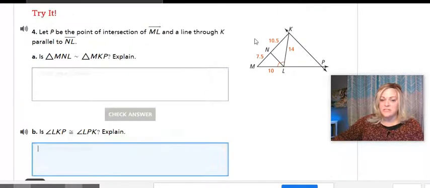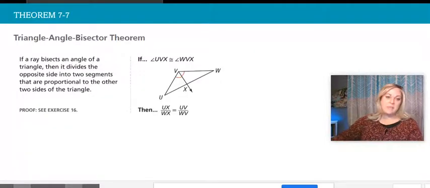So look at this, try to figure it out, and keep in mind that line K, this line right here, is parallel to NL. That could help. Good luck.